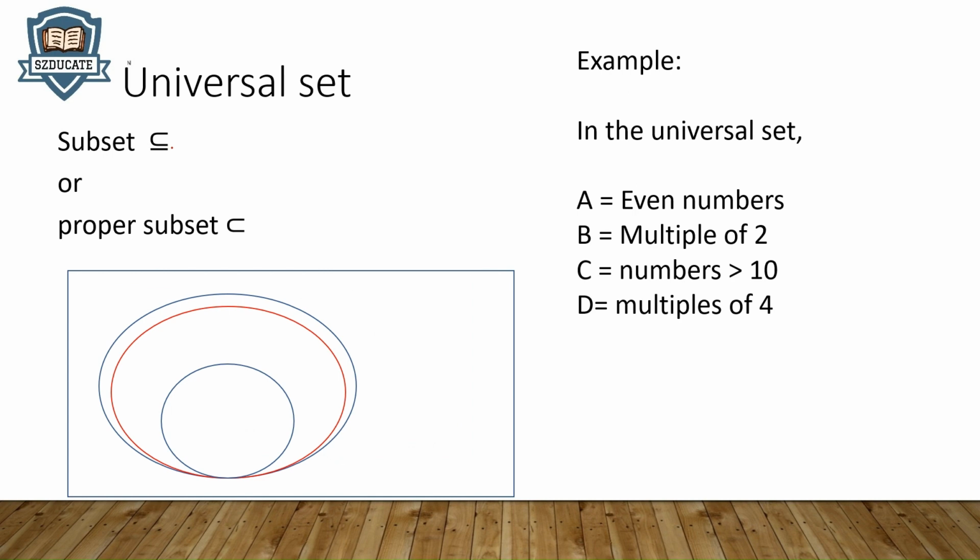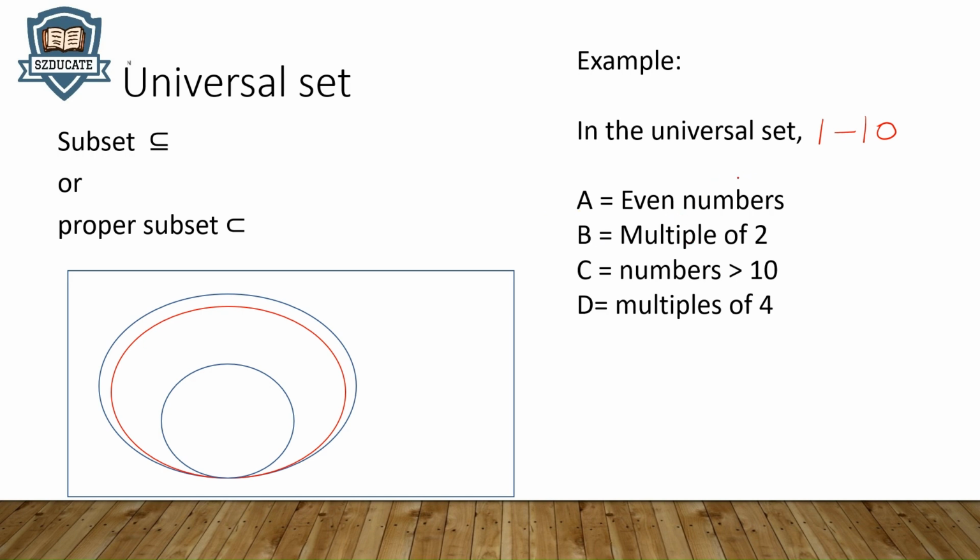Can you see the equal sign below? Subset, but you must link the symbol with the name. If not, you'll mix things up again. Subset is this with the equal sign. Now, if it's an equal sign, it means the two sets are equal. Let's look at this example where the universal set is 1 to 10. A is even numbers, B is multiples of 2.